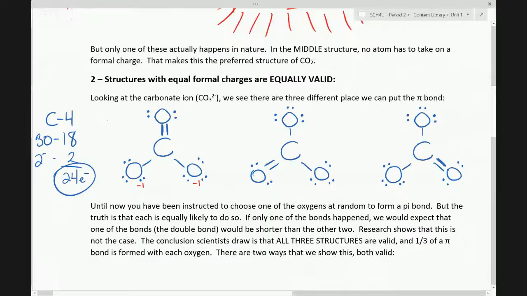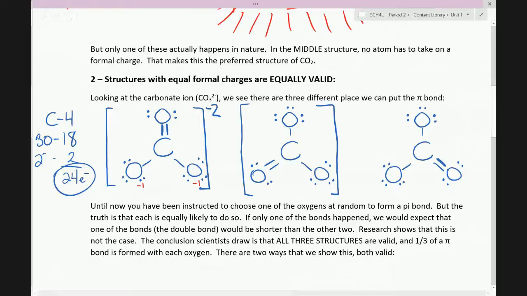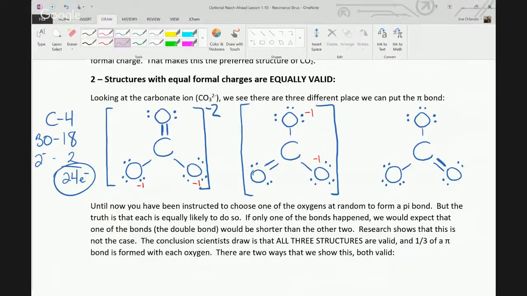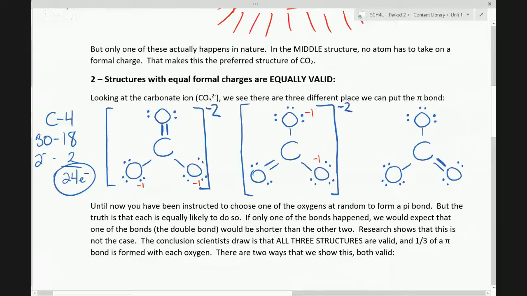Now that makes perfect sense because we know that the whole ion has a charge of -2. So the structure makes sense. We should have 2 atoms that have a formal charge of -1 because we know that the sum of the formal charges has to equal the charge of the whole thing. Likewise here, this is going to give us a formal charge of -1. That'll give us a formal charge of -1. And that works out to an overall charge of -2 for the ion, which again makes perfect sense.